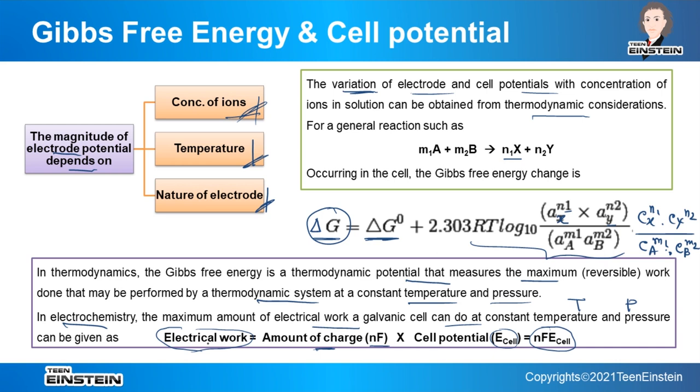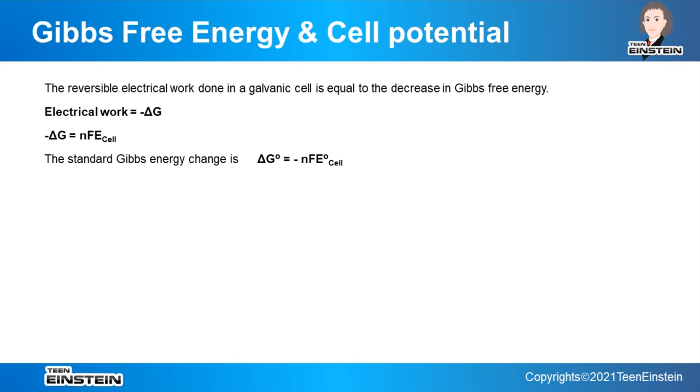Now this electrical work is also equal to the Gibbs free energy. Keeping this factor common, we can get a relation between del G and nF E cell, because del G is related to electrical work, and nFE, that is the cell potential term, is also related to electrical work. So now we can get a relation between Gibbs free energy and cell potential. What is the relation? Electrical work is also equal to the decrease in Gibbs free energy. So this is equal to minus del G.